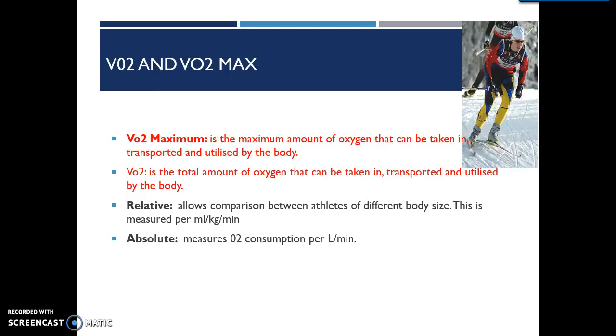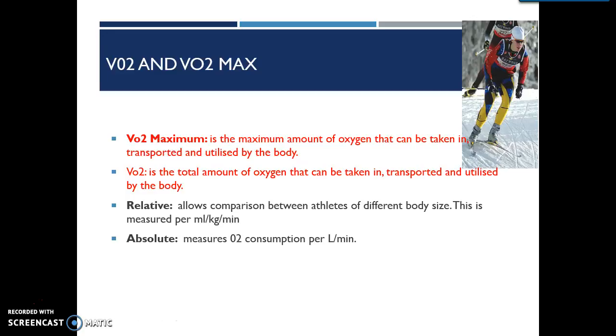The next 2 terms that you need to understand are VO2 and VO2 max. VO2 maximum is the maximum amount of oxygen that can be taken in, transported, and utilised by the body, and this is per minute. These three key terms are important to remember: take in, transport, and utilise. If you remember those three, you're guaranteed to remember the definition for VO2 max.